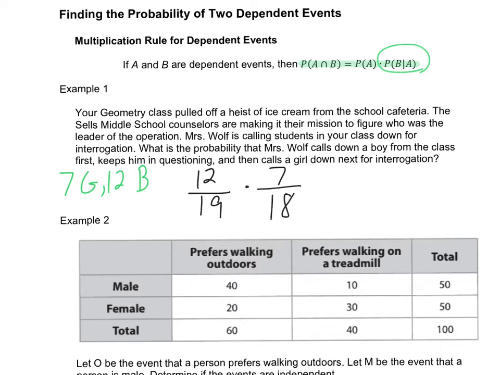So that's how you would calculate the probability of a boy getting called down and then a girl. And if you calculate that probability, you get 14 over 57. Not 15, 14 over 57. And that would be your reduced probability of that event occurring.